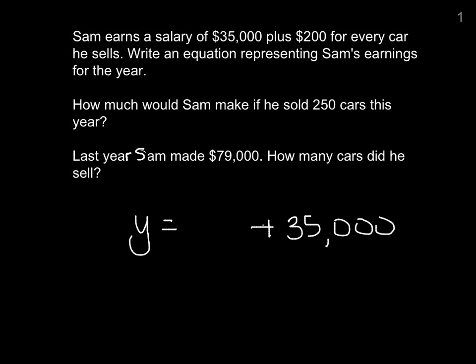Now, the second thing you have here is that he earns $200 for every car he sells. So our variable, the x, is going to be the number of cars he sells. So I'm going to put that in right here, and then we're going to say 200 times x since we don't know how many cars he sells in this statement. And what we wanted to do first was write an equation representing this statement. So here is our equation.